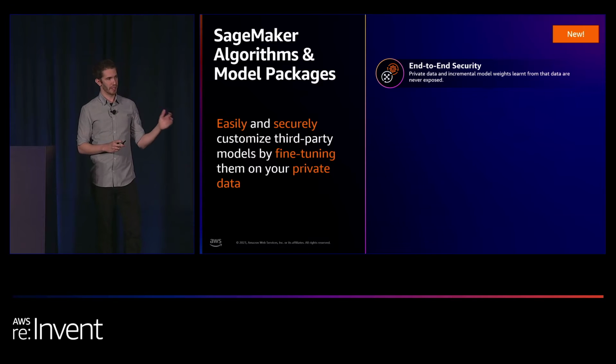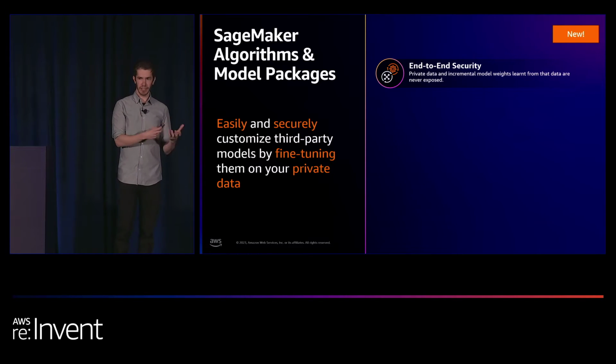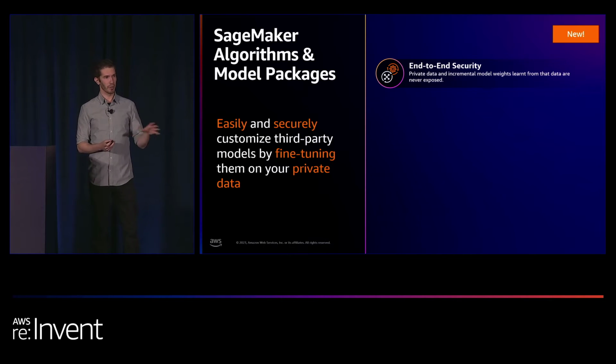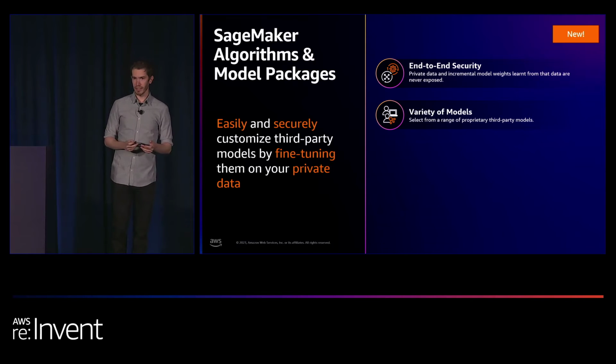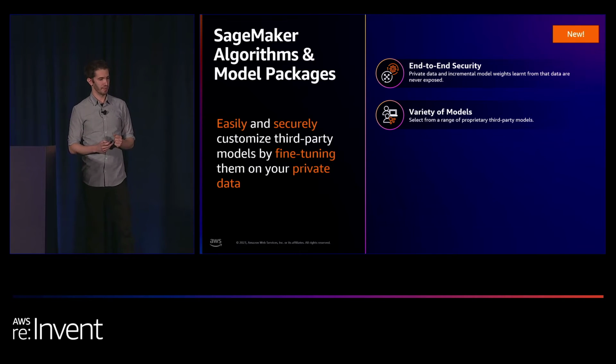This provides end-to-end security. The model provider can provide their model without revealing their model weights. And you as a customer can fine-tune on that model by bringing in your own data without exposing that data to the model provider. And the final model weights after your fine-tuning are also only available to you. Now, this can be done with a variety of models and algorithms, for example, Cohere models.